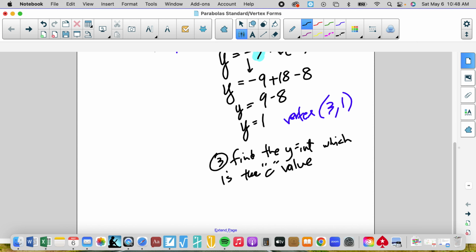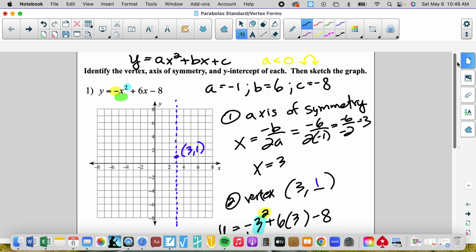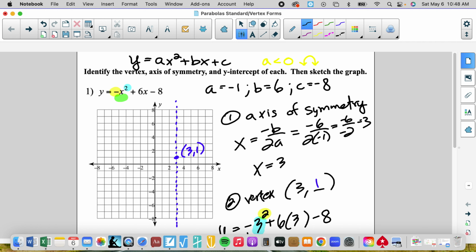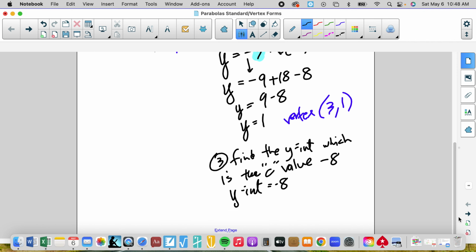And the c value is -8, not 6, -8. So my y-intercept equals -8. So I go to the y-axis, I go to -8, and I have my free point, my first free point, 0, -8.